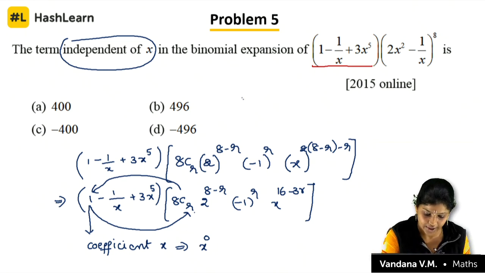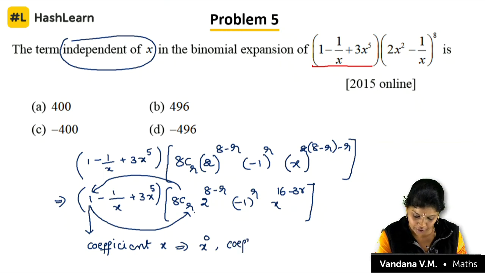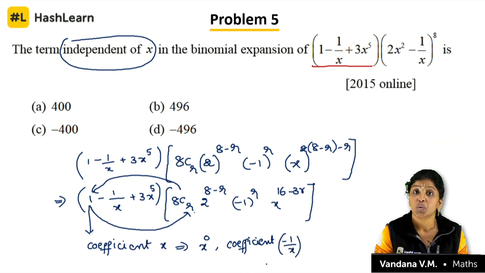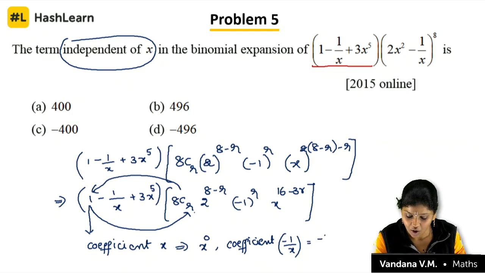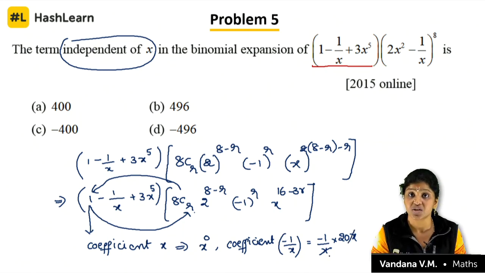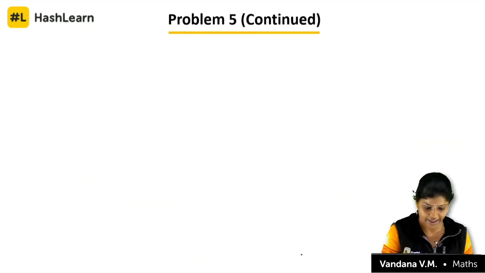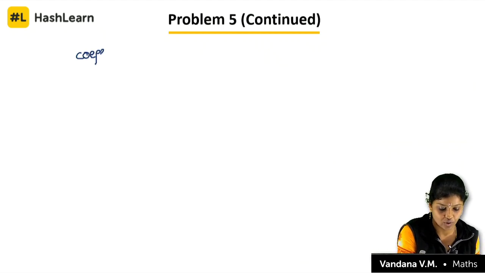Next, very important. Next, coefficient of minus 1 by x. Where will I get that? If I multiply like this. See, already minus 1 by x is there. Suppose, just imagine 20x, then x and x will get cancelled. That minus 20 will become an independent term, isn't it? So, here the coefficient of minus 1 by x.